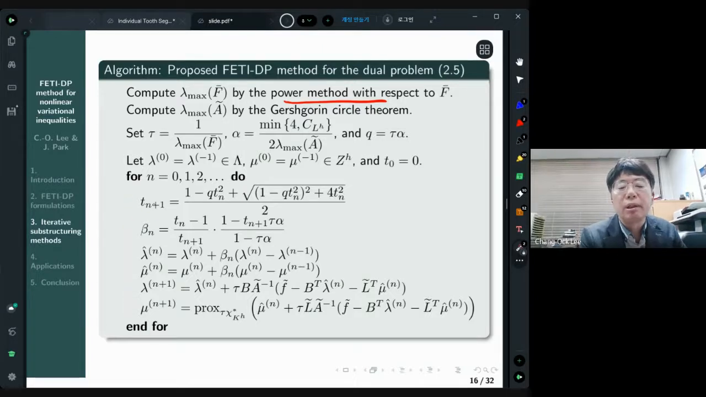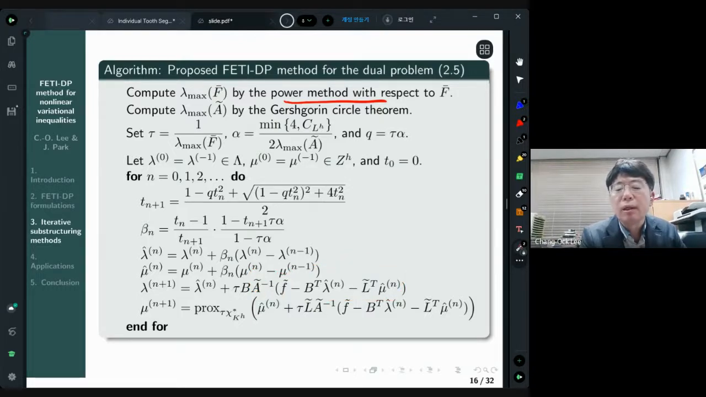So we have Tn, we define beta n, and we update the Lagrange multiplier using this lambda hat, and also you update that, and finally you obtain these lambda m plus 1 and mu m plus 1. Okay, so in getting lambda, you need to solve A tilde. So that is used as a right-hand side and you solve this problem. So this is a linear problem.